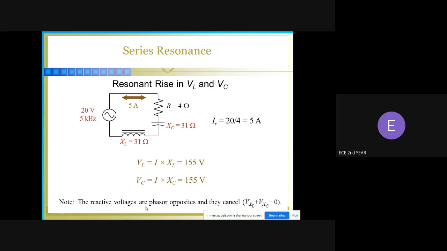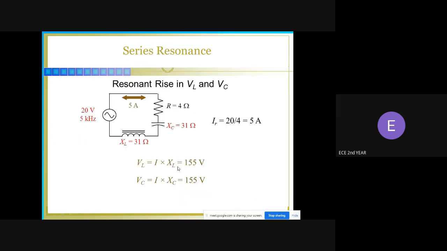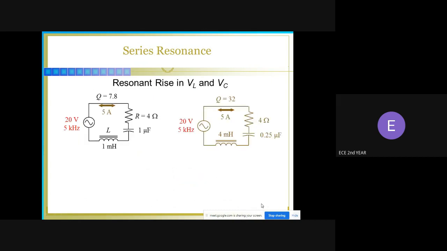Note the reactive voltages are phasor opposites, so both values are in opposite directions. Clear? Because XL is positive and XC is negative. So VL is 155 volts and VC is minus 155 volts. Adding them, plus and minus, gives 0. So there is a resonant rise in VL and VC.